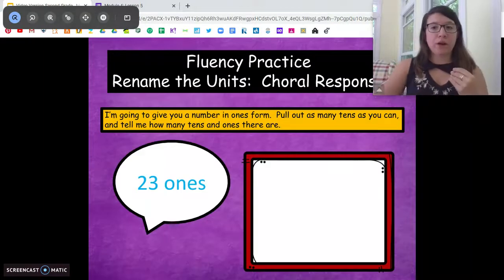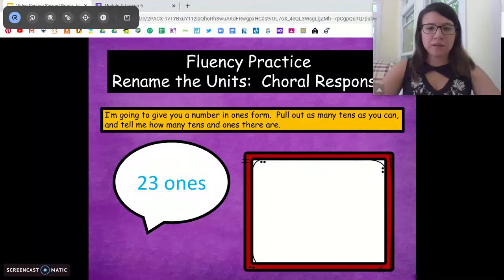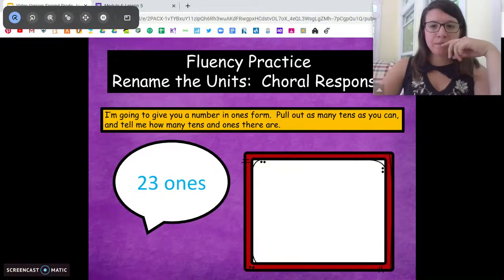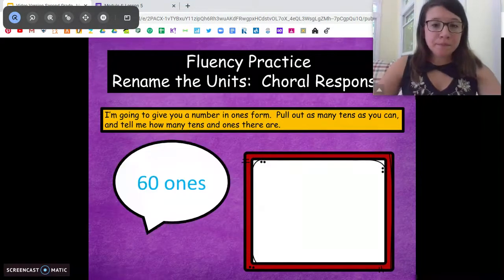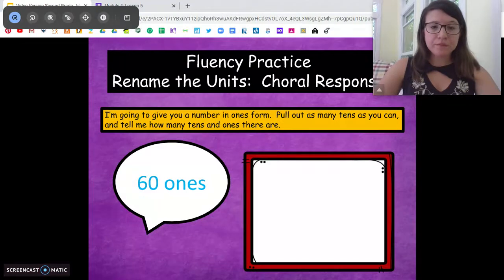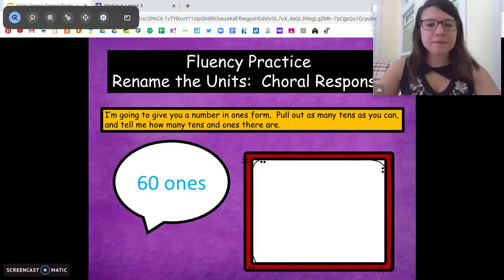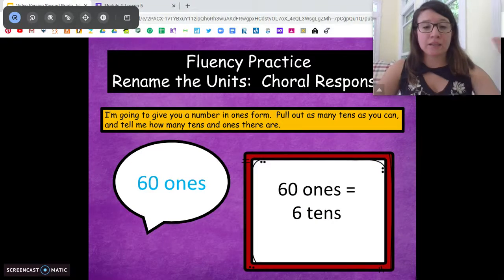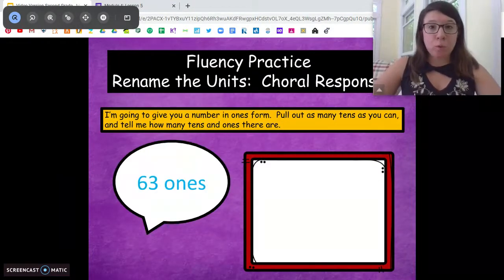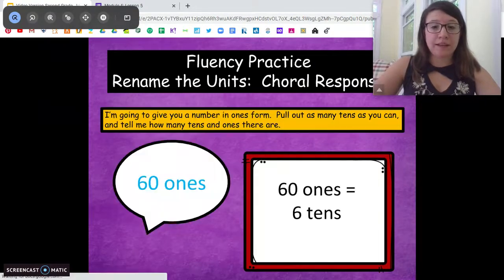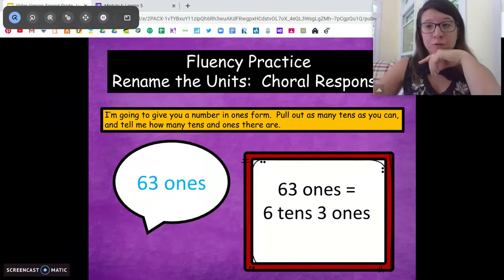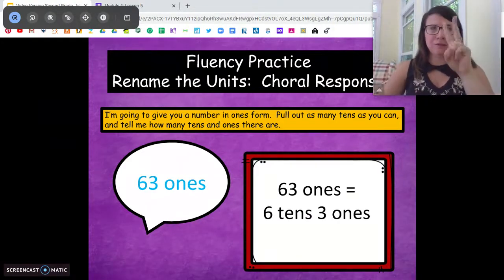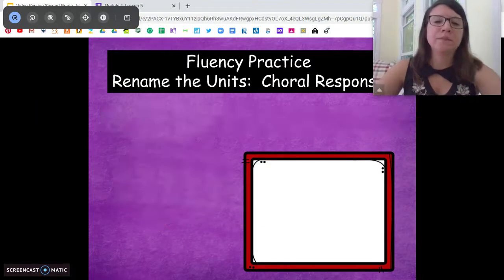23 1s. Pull out how many 10s and then tell me the extra 1s. How would we say that? 2 10s, 3 1s. Awesome job. All right, let's keep going. 60 1s. How many 10s? How many 1s? 6 10s. Awesome. 10, 20, 30, 40, 50, 60. Very good. 63 1s. Use this answer to help you. 63 1s is 6 10s, 3 extra 1s. So we have 60, 1, 2, 10, 20, 30, 40, 50, 60, and then 3 extra 1s.